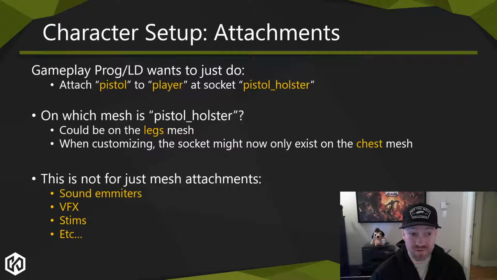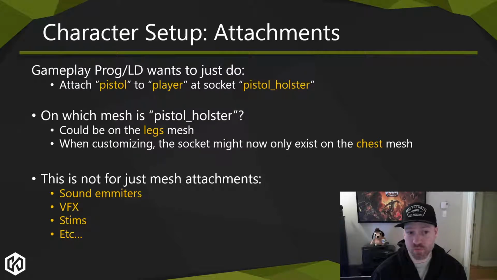So usually a gameplay programmer, or even an LD in scripting, will just say, hey, attach pistol to that character at socket pistol holster. That seems fundamentally simple, but the first question is, which mesh contains pistol holster? If your character is split into 20 meshes, which mesh contains that holster? And it's not always going to be the same mesh, because maybe one character has a chest rig where the holster's on the chest. Another character might have it on the pants, on the leg mesh. When I switch out my clothing, maybe all of a sudden I switch from leg to chest socket. That has to be handled, and that has to be reattached, managed, controlled.